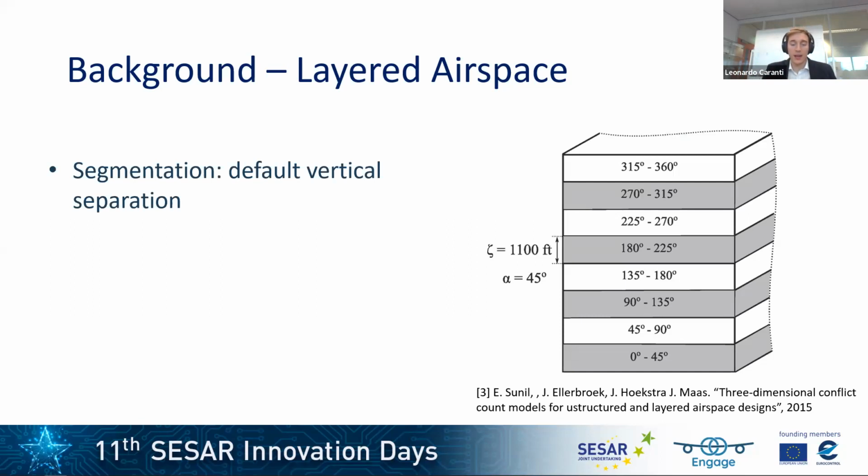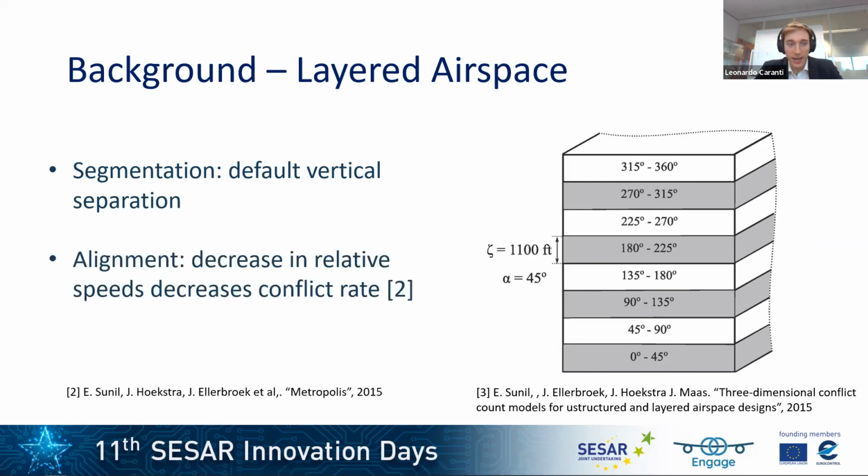The first one is that aircraft by default have vertical separation. In other words, aircraft can only collide or have safety conflicts with other aircraft only in the same layer. Moreover, by default, again, aircraft tend to fly more parallel. In other words, their headings are more aligned. In turn, this does decrease relative speeds, which in turn, again, decreases the conflict rate.